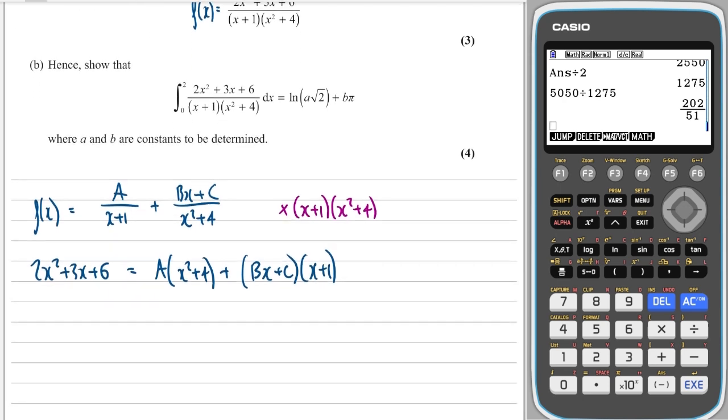Okay, great. The first thing I'm going to do is I'm going to let x equal minus 1. And that will give me 1 times 2 is 2, minus 3 is minus 1, plus 6 is 5. So I get 5 there is equal to minus 1 squared is 1, plus 4 is 5, so 5A. And of course these brackets here will cancel because x plus 1 will give you 0. So that tells me that A is equal to 1.